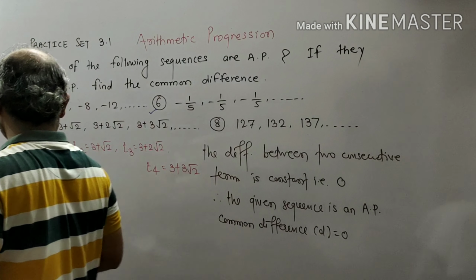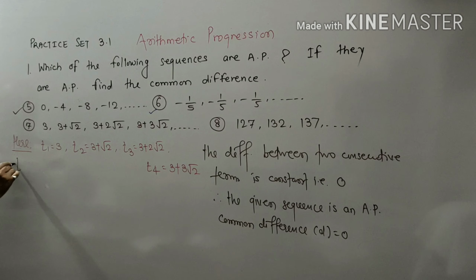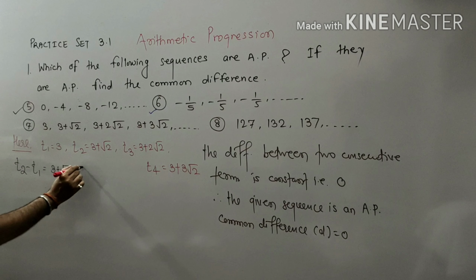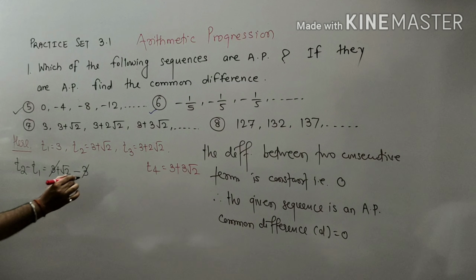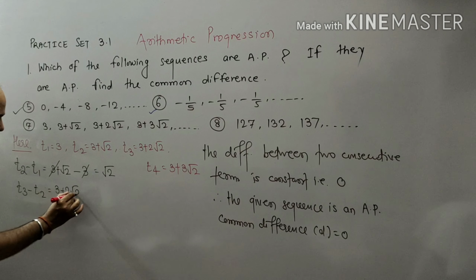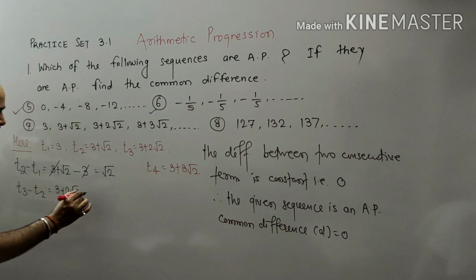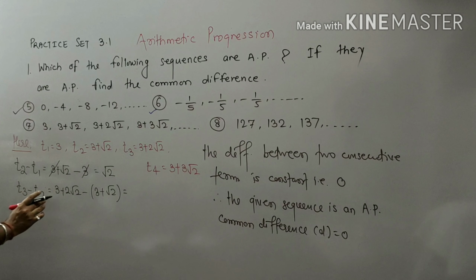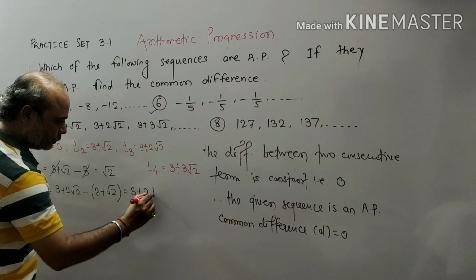Now we'll find the difference. T2 minus T1. T2 is 3 plus root 2 minus T1, which is 3. So plus 3 and minus 3 cancel out. You will get root 2. Similarly, student, we will find T3 minus T2. T3 is 3 plus 2 root 2 minus T2, which is 3 plus root 2.